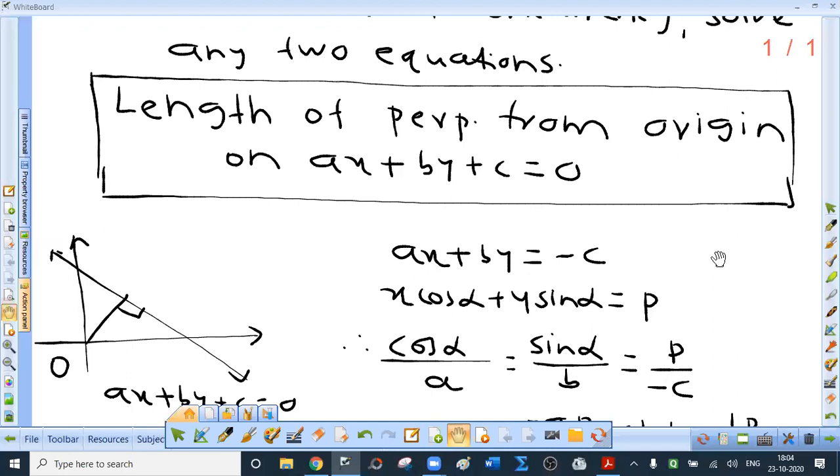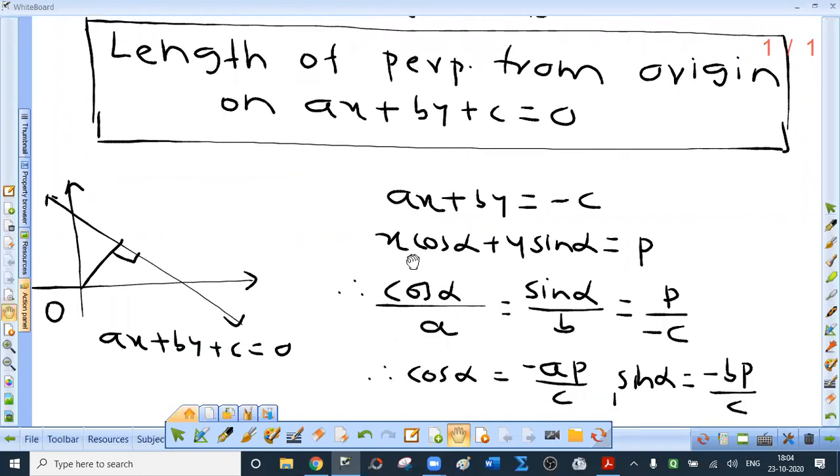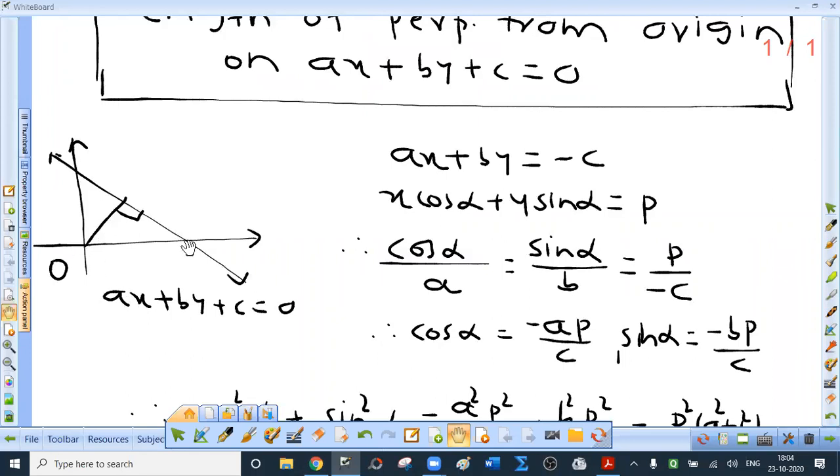Now we discuss two important things, in fact three. The first one is length of perpendicular from origin on the line ax plus by plus c equal to 0, or we can say distance of the line from origin. Secondly, length of perpendicular from any point, say P(x1, y1), on the line ax plus by plus c equal to 0. And the third interesting part is distance between two parallel lines. So the first part, length of perpendicular from origin on this line. This is the line and we are interested in this length of perpendicular, say OP.